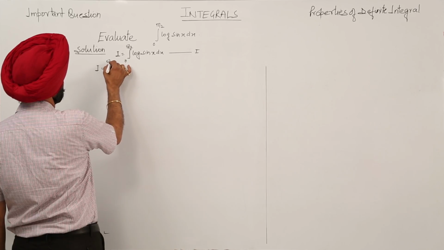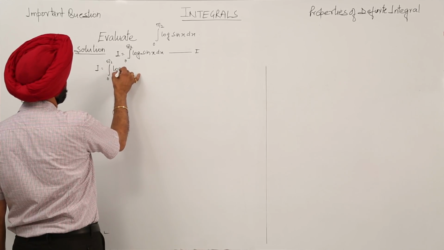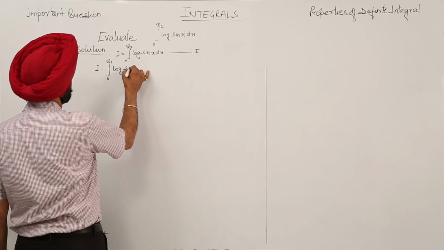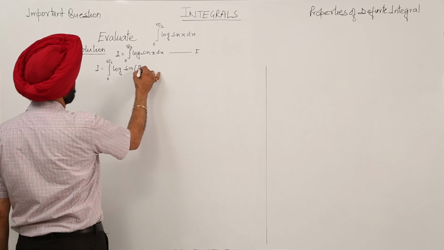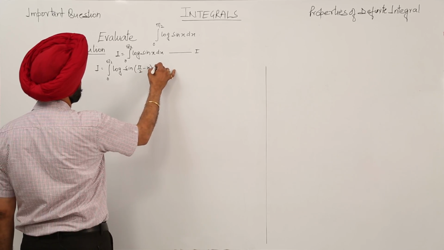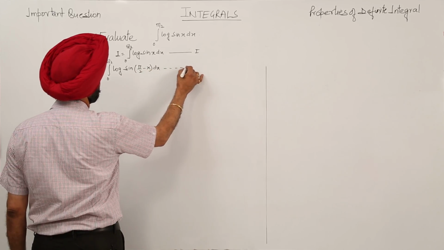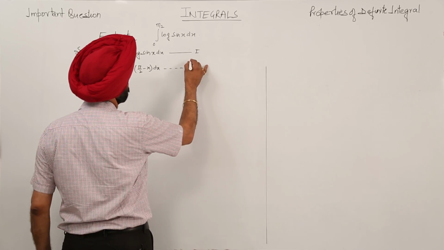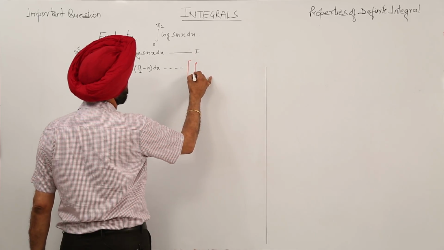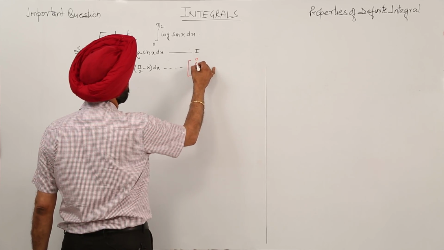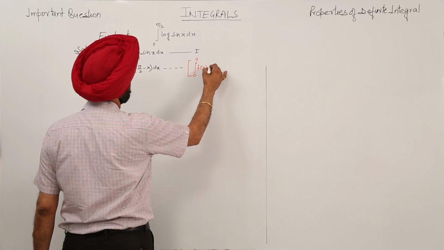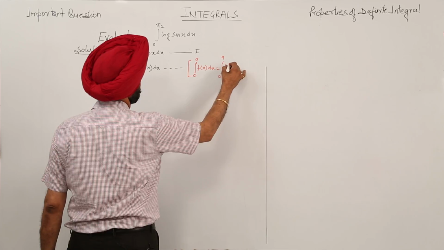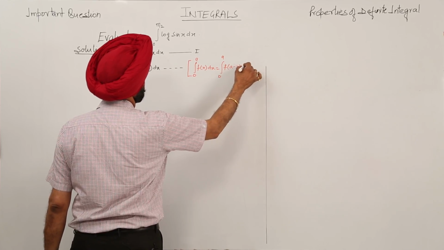I is also equal to the integral from 0 to pi by 2 of log sin (pi by 2 minus x) dx. Which property have we used? We have used the property that the integral from 0 to a of f(x) dx is equal to the integral from 0 to a of f(a minus x) dx.